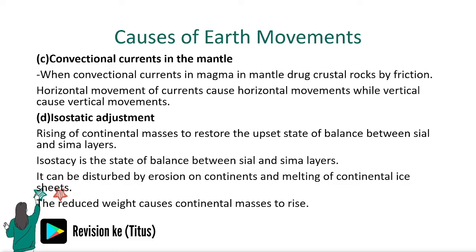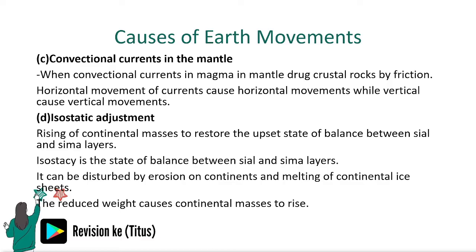Causes of earth movements, they should be A, convection occurrence in the mantle. B, isostatic adjustment. This is the rising of continental masses to restore the upset state of balance between SIAL and SIMA layers. So you can look, I've linked the video discussing the structure of the earth, which will discuss in detail what the SIAL and the SIMA is.